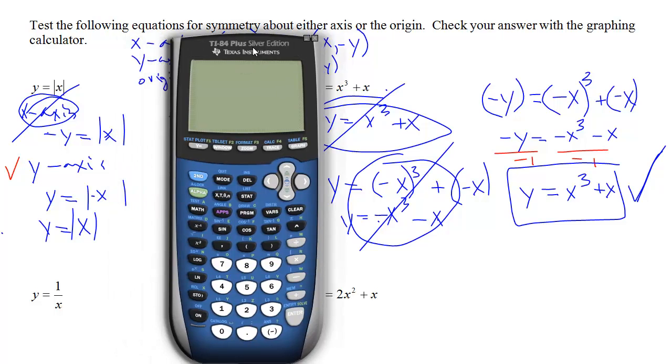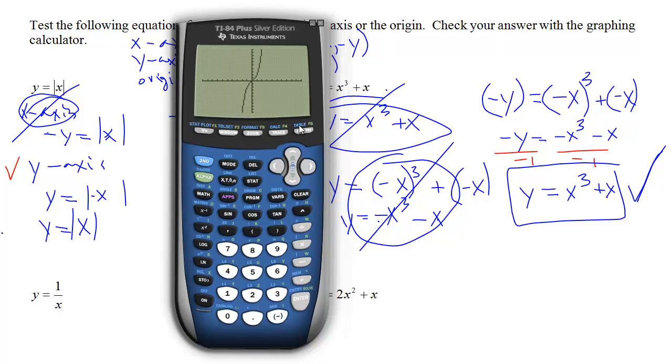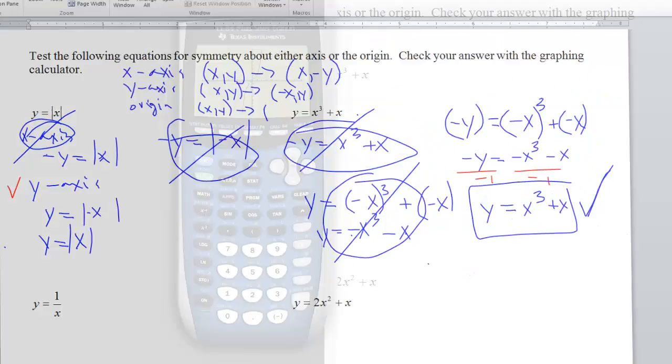If we pull that up on the calculator here, and I put that in, x cubed plus x, I've already gone ahead and done that, we see it does appear to be symmetric about the origin. If I rotate this 180 degrees, it lays right on top of itself. So that's what we're looking to show. Let's look at a couple more examples.